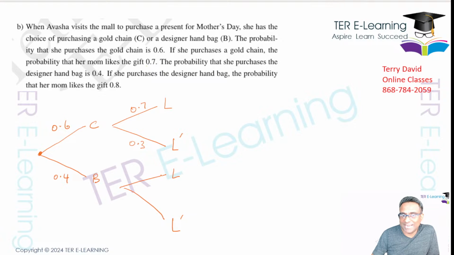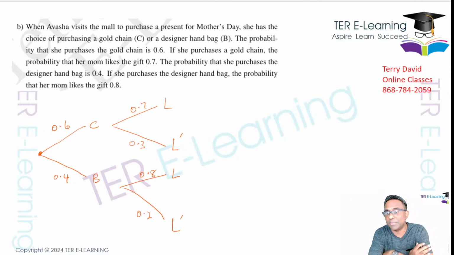If she purchases the handbag though, the mom will like it with a probability of 0.8. So therefore, not liking it should be 0.2. So this probability tree is as simple as, just read it carefully and you should be able to produce this.